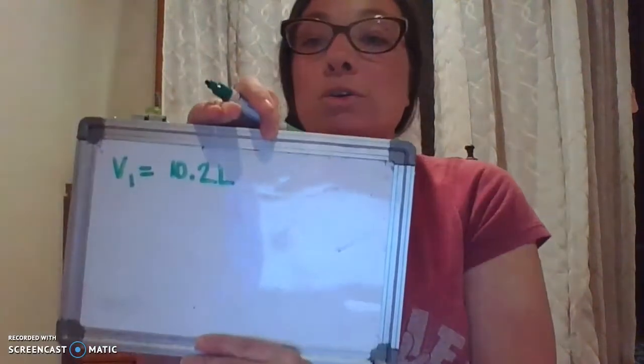A gas is enclosed in a 10.2 liter tank. The first number that's given to me is 10.2 liters. It's important for you to recognize that liter is a measurement of volume. So volume 1 is going to be 10.2 liters. I'm writing this down, and I will show you my work as I go. This is how I want you to set it up.